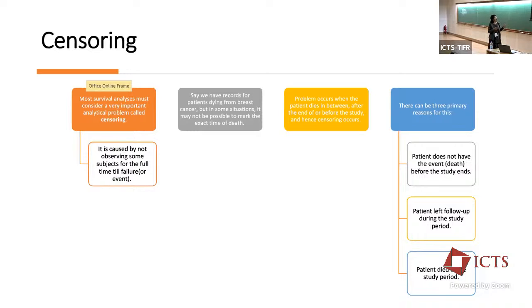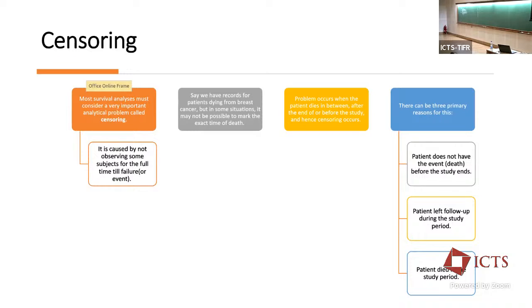It is caused by not observing some subjects for the full time till failure. For example, you may have some people joining the study when they already had the disease, so you don't know when they were actually diagnosed. Or it may happen that some participants just left the study in the middle. Now you don't know why they left, and they might have died. Maybe later you'll get to know that the person died, but you don't know exactly when.